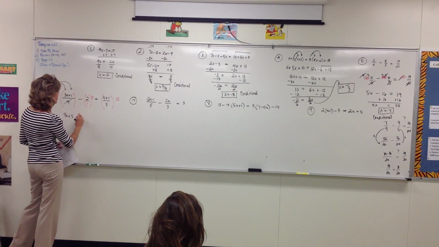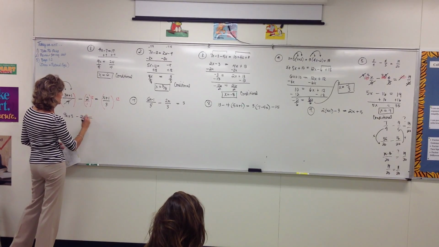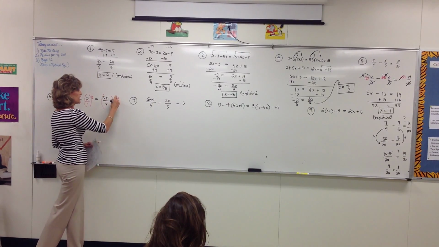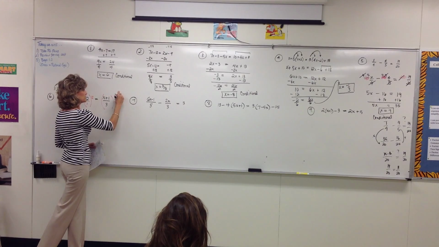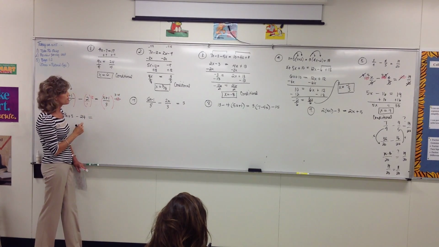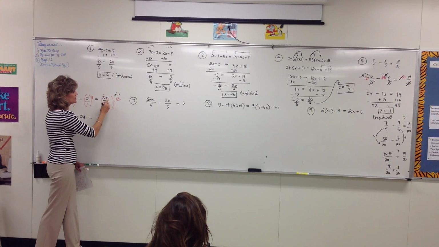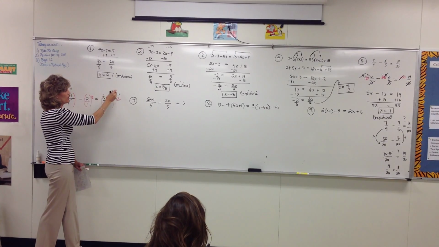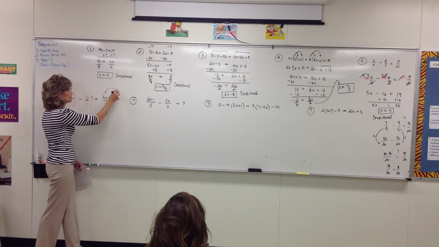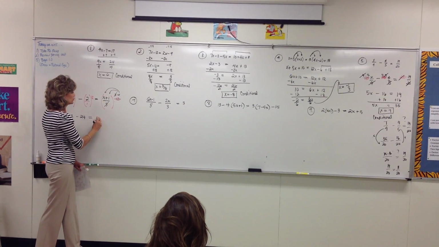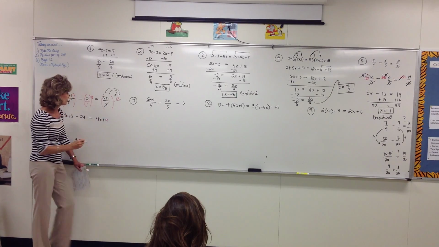2 times 12 minus 24 equals, on the other side, instead of 12, I'm going to think of it as 3 times 4. And then I have a 3 on top and a 3 on bottom, so all I have to distribute is the 4 equals 4x plus 4.